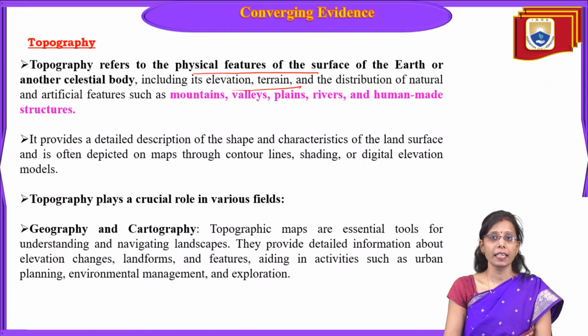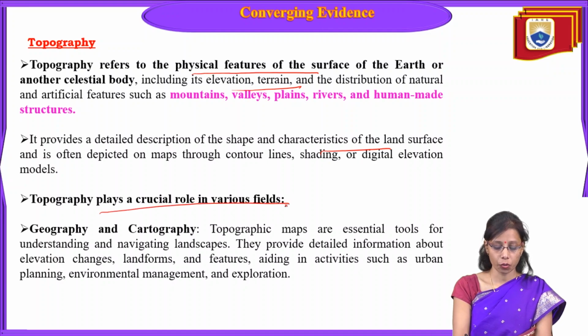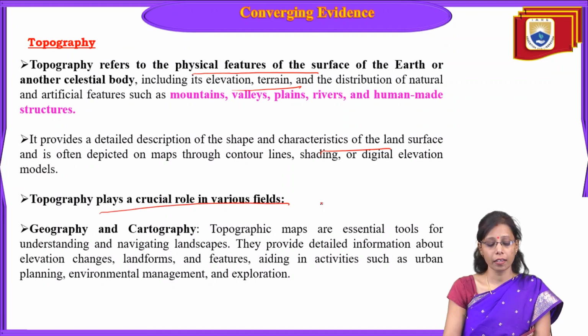So it provides a detailed description of the shape, its characteristics, land surface, and is often depicted on maps through contour lines, shading or digital elevation models. Topography plays a crucial role in various fields like geography and cartography. So what is geography and cartography?